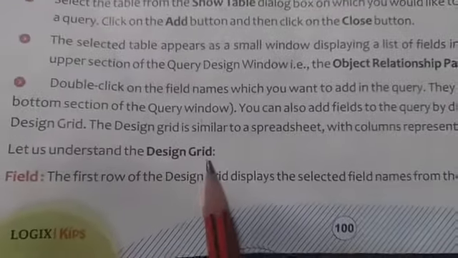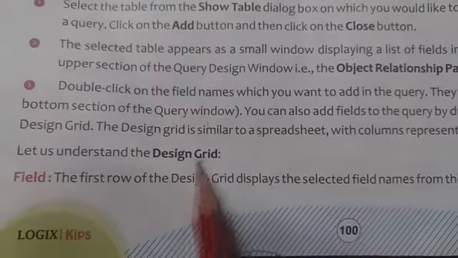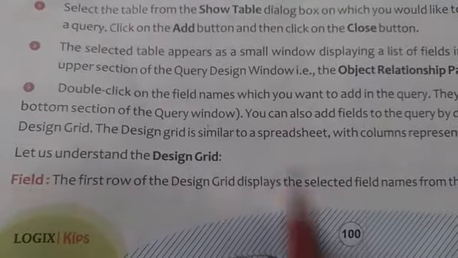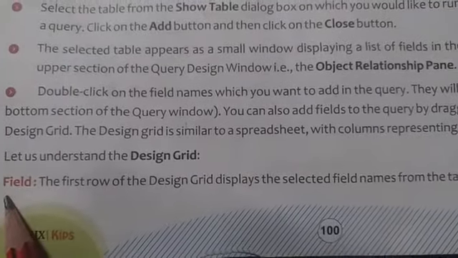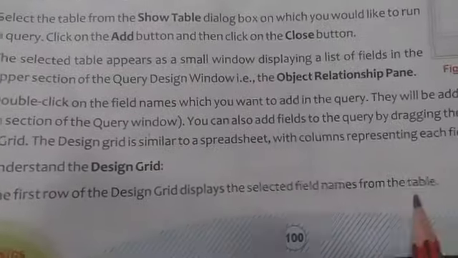So let us understand the design grid. Which type of components are available? Firstly we have fields. The first row of the design grid displays the field names. Yes, this is the field name.